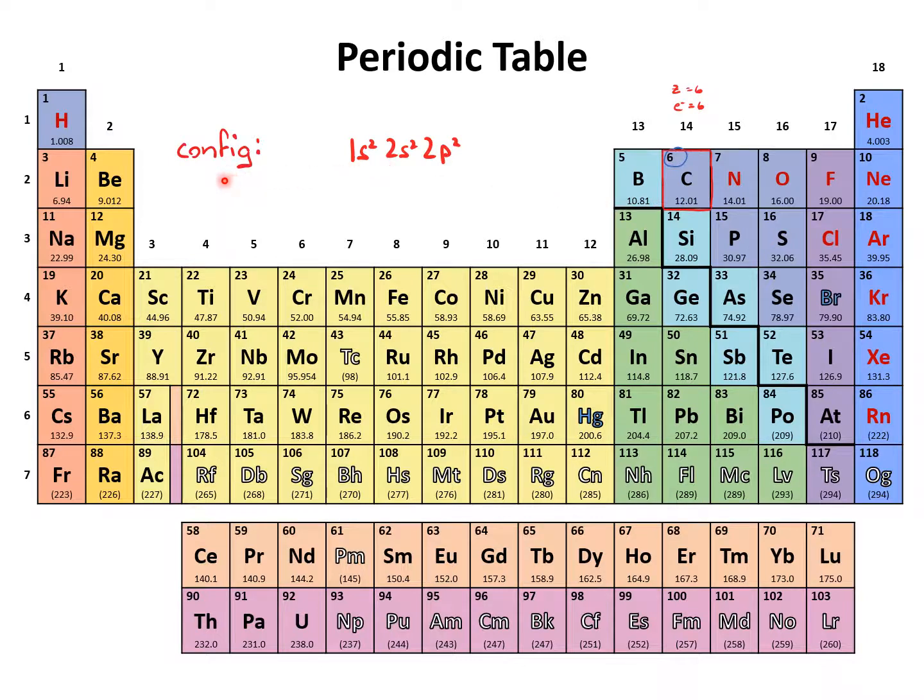In order to write the condensed electron configuration, all we have to do is recognize the fact that this part of the electron configuration, 1s2, represents the electron configuration for helium, which is the nearest noble gas. And so we can write the condensed electron configuration as helium 2s2, 2p2, where 2s2 and 2p2 are the highest energy orbitals.